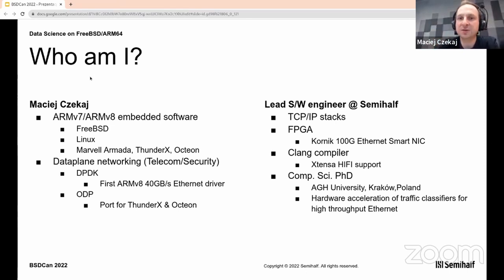So just a short introduction of myself. I've been working at a semi-health company for over 10 years, usually doing embedded stuff, usually about ARM v7 and later ARM v8, FreeBSD porting, Linux drivers, Marvell SoC platforms. My company is proud to put FreeBSD on anything that has a CPU, although it must be a big one. So we like big platforms like Power 8, Power 9, AMD EPYC. That's our focus. My focus is on networking and on the data plane.